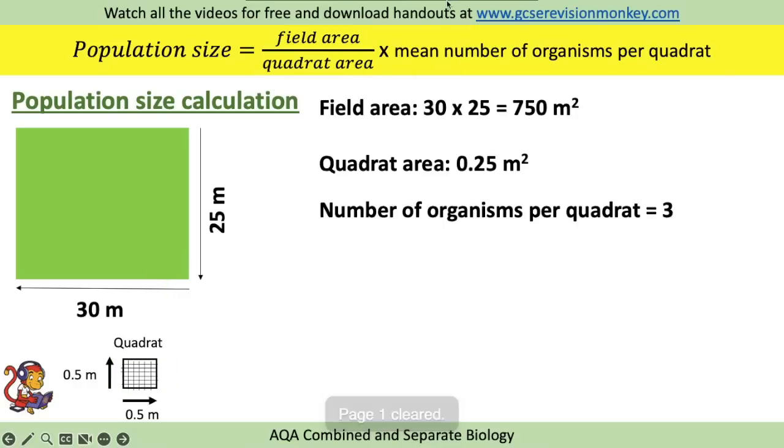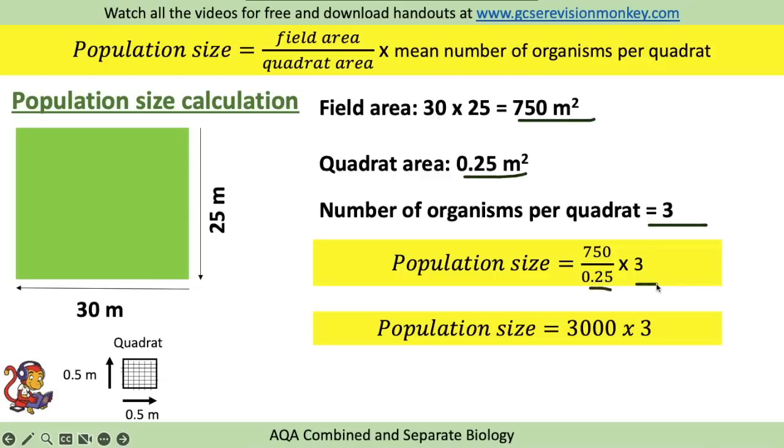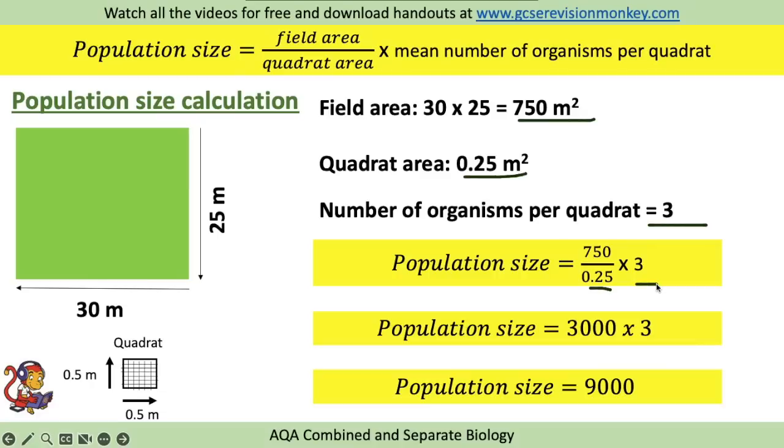So if we have a look and calculate the field area, to give you 750 metres squared, we've got the quadrat area already, number of organisms are 3, so putting our numbers in, field area 750 divided by 0.25 multiplied by 3, showing our workings out and ending up with our population size of 9,000 in this example. So look out for that one if that one comes up in the paper 2 exam.